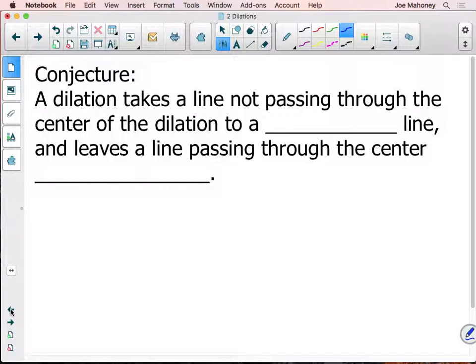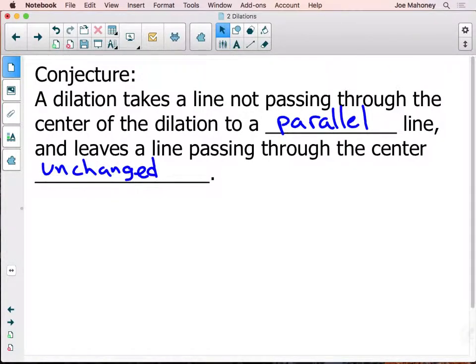I can just about guarantee this is a Regents question, and this is question number 2 on your test next week. A dilation takes a line not passing through the center of dilation to a parallel line. That was the blue line. And it leaves a line passing through the center unchanged. That's the red line, and that's the green line. Pause the video for a second.